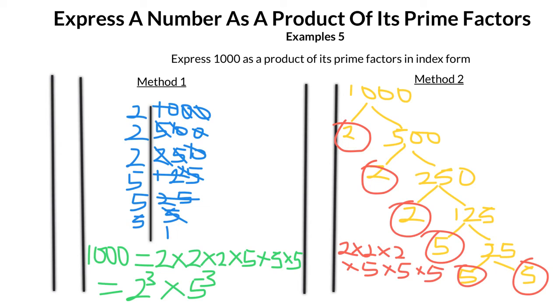2 appeared 3 times. 1, 2, 3. And 5 appeared 3 times. 1, 2, 3. So in index notation, we'll be writing it as 2 to the power of 3 times 5 to the power of 3. That's the final answer. We have come to the end of this lesson.